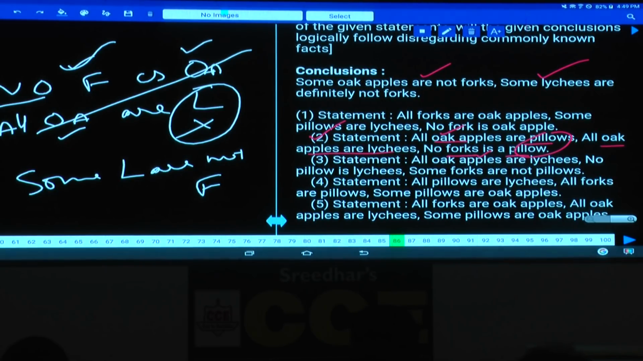Clear? Is this clear, or shall I explain this one once again? Here we are not directly getting this one. With the help of two statements I am getting the answer, because see here, this fork and pillow is here, isn't it? Again pillow and fork are here, but we are not having lychee at this place. As I told, lychee is not there, hence I am deriving the conclusion with the help of these two. Again, combine this one with the other statement. Clear? Then next one.